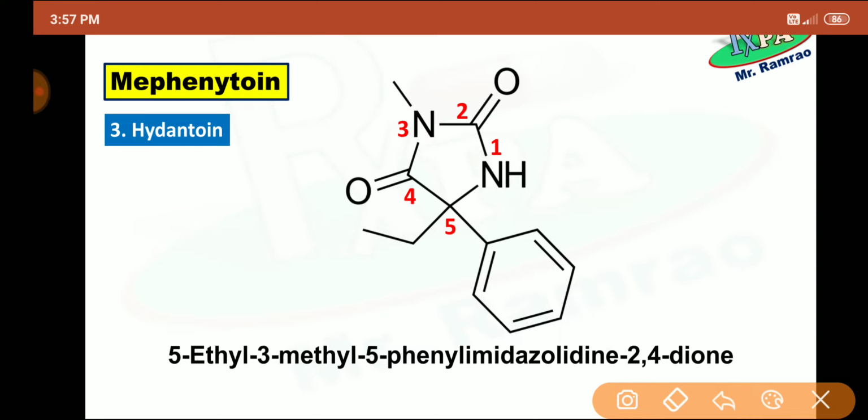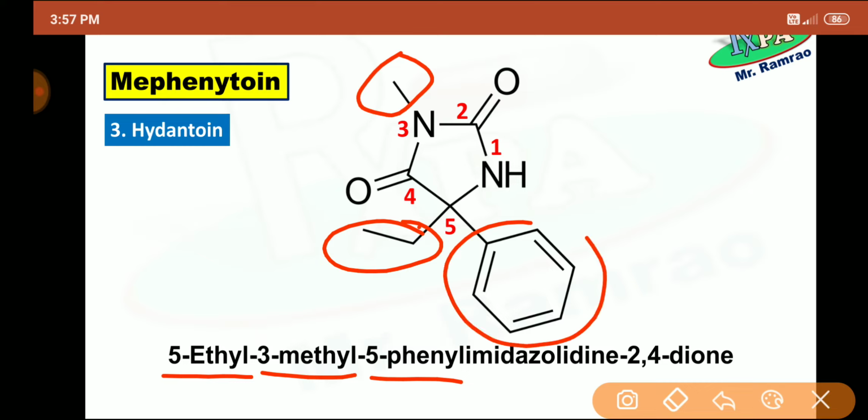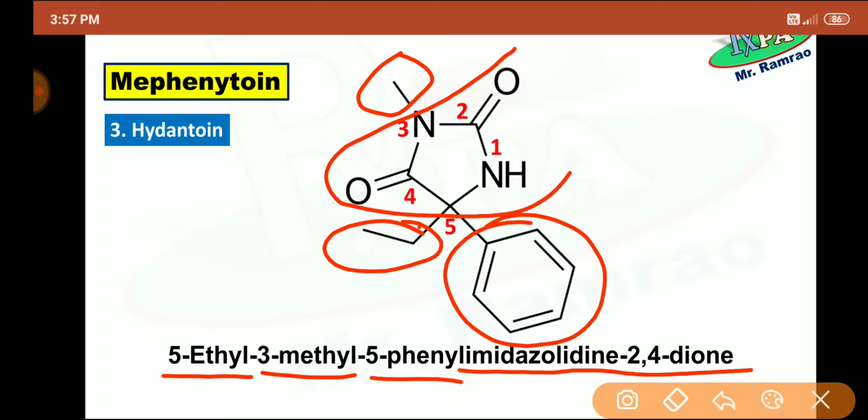Now we'll see how the IUPAC name is given. 5-ethyl, on the fifth position one ethyl group is present, then 3-methyl, one methyl group at the third position, then 5-phenyl for this phenyl ring at the fifth position, imidazolidine 2,4 dione. So this part is already well known to you, imidazolidine 2,4 dione.